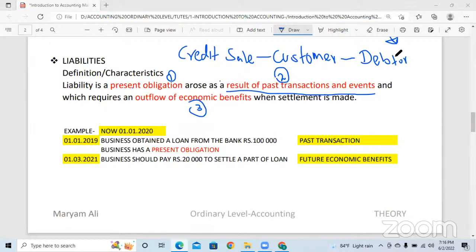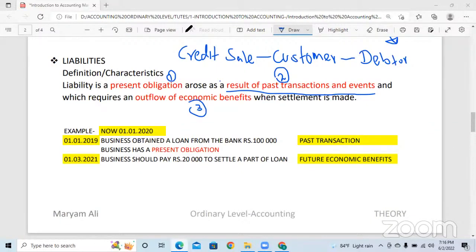And which requires an outflow of economic benefits. When you are settling the liability, what happens? Your benefits will go outside. Tomorrow when you go and pay the loan, what happens to your resources? Your resources are going to go outside the business.